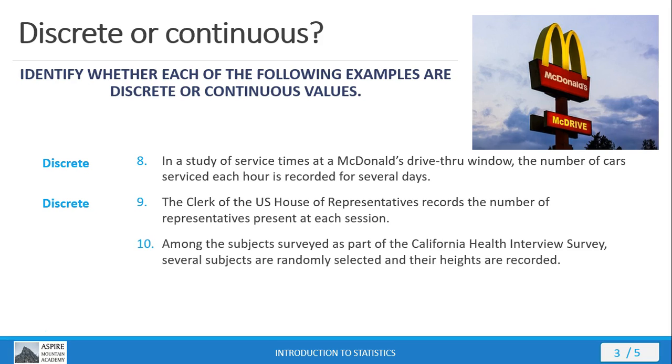Next, among the subjects surveyed as part of the California Health Interview Survey, several subjects are randomly selected and their heights are measured. Discrete or continuous? I hope you said continuous. Any length or distance measurement will be reported with part units as well as whole units, which indicates continuous data.